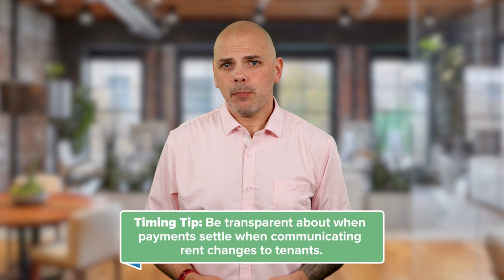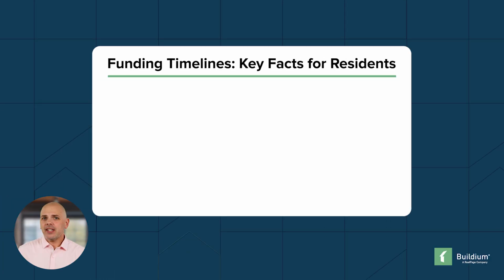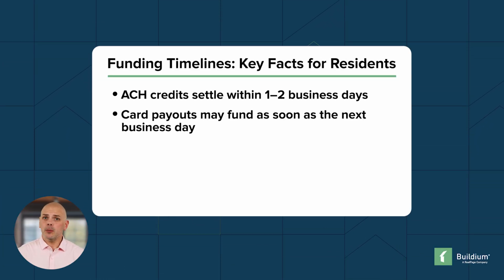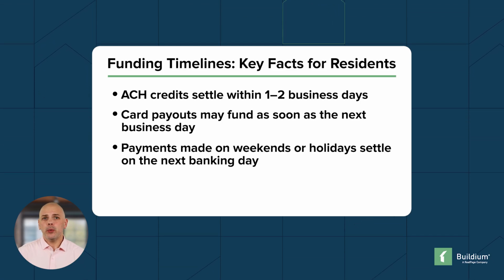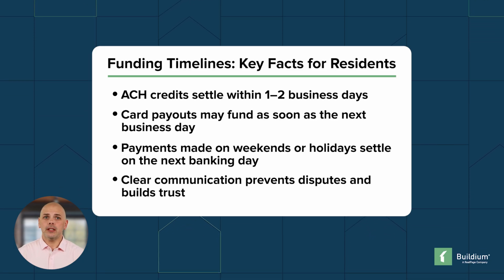As you communicate the payment changes to your tenants, it's important to be transparent about when payments settle. ACH credits typically settle within 1 to 2 business days, while card payouts may fund as soon as the next business day. Payments made on weekends or holidays usually settle on the next banking day. Communicating these timelines clearly helps prevent late payment disputes and improves resident trust.